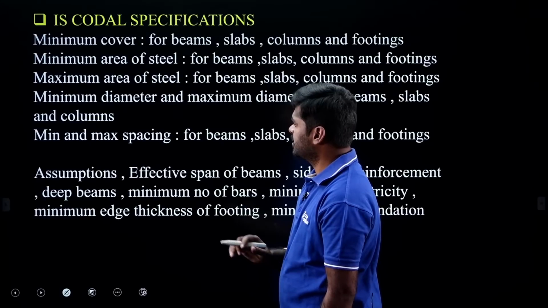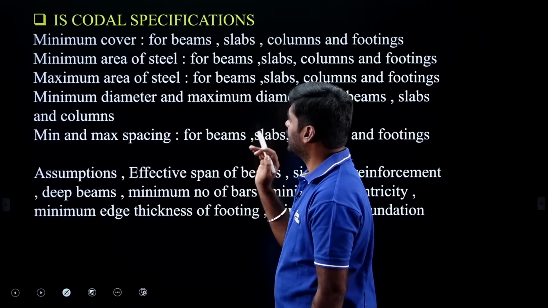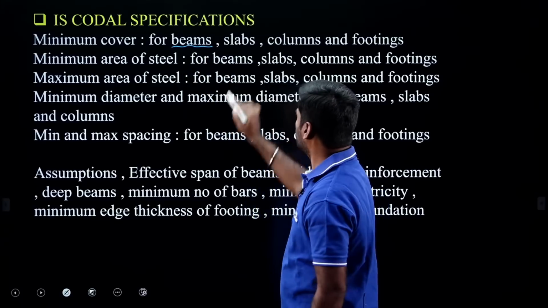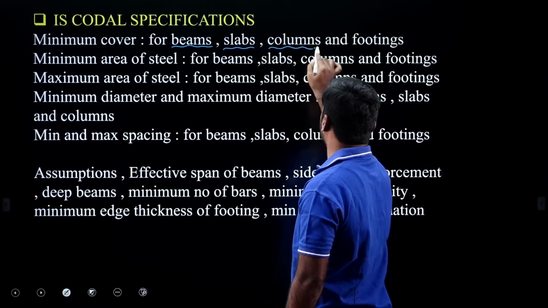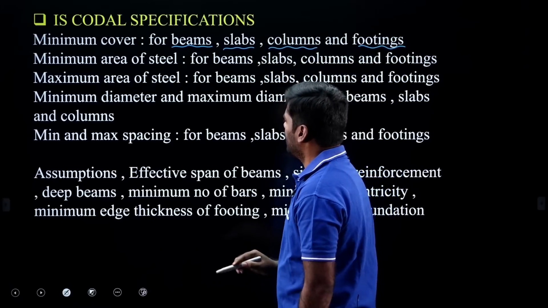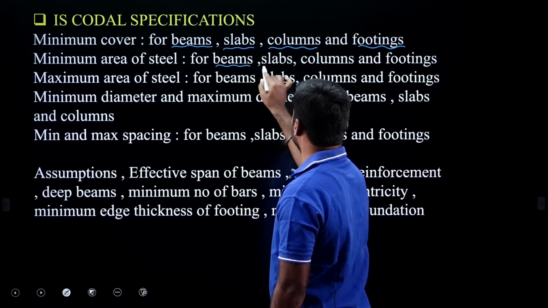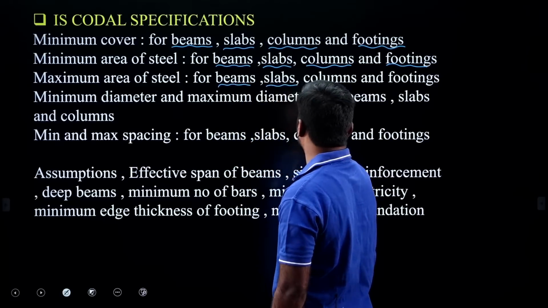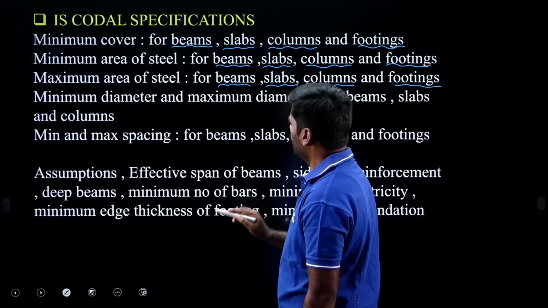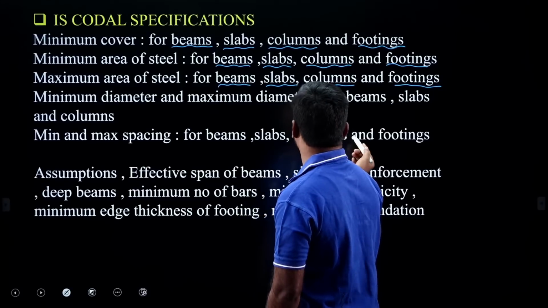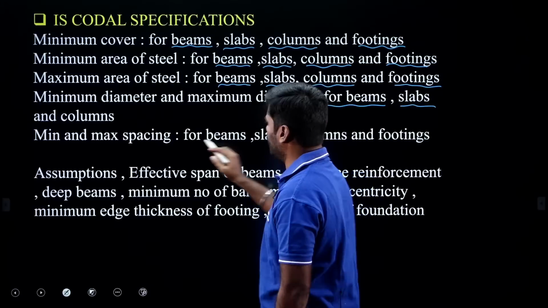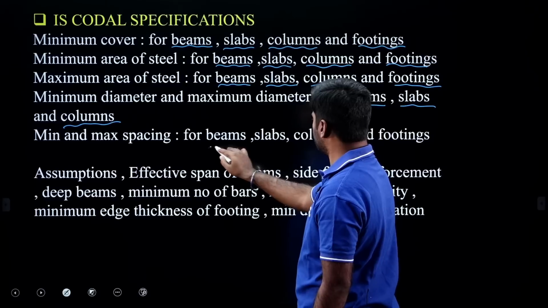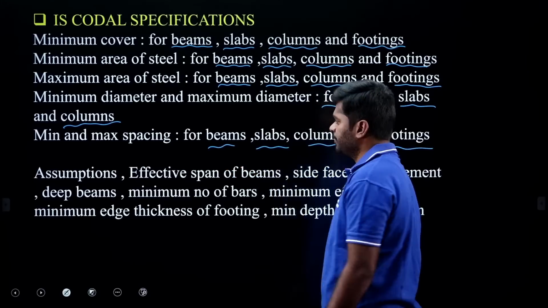Then coming to the codal specifications. Here see the codal specifications, my dear. First thing, cover. For beams, what is the minimum cover provided? For slabs, what is the minimum cover provided? Similarly for columns and footings. Then minimum area of steel for beams, slabs, columns and footings. After that, maximum area of steel for beams, slabs, columns and footings. Minimum diameter and maximum diameter requirement for beams, slabs and columns. Minimum and maximum spacing for beams, slabs, columns and footings.